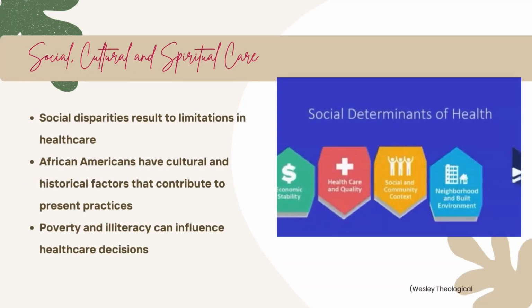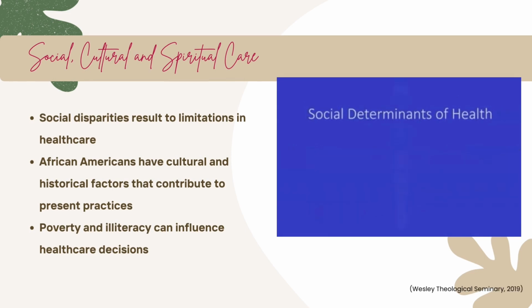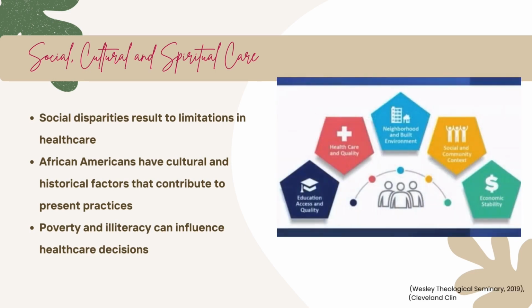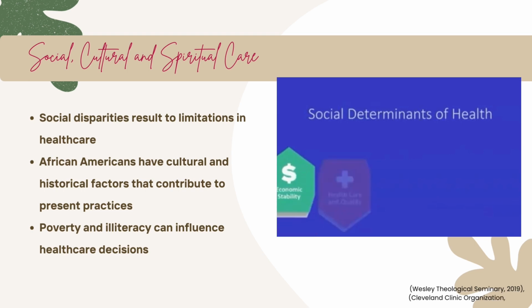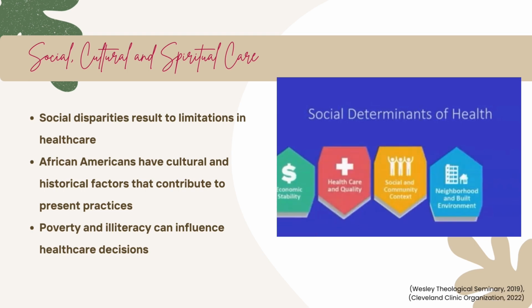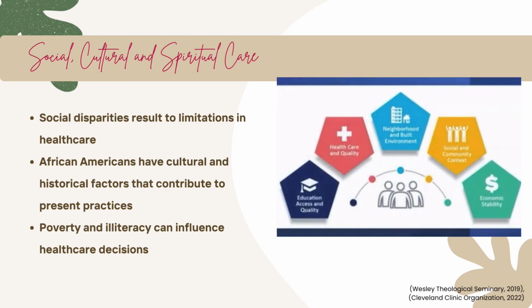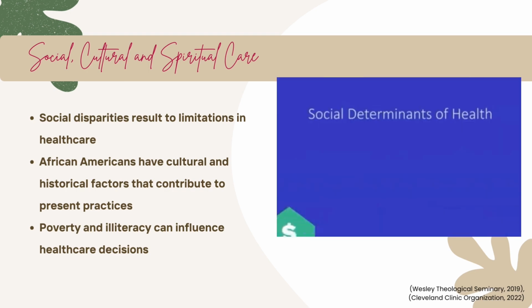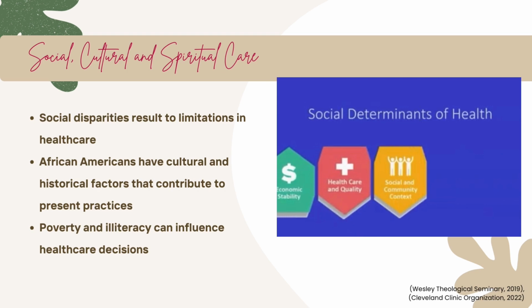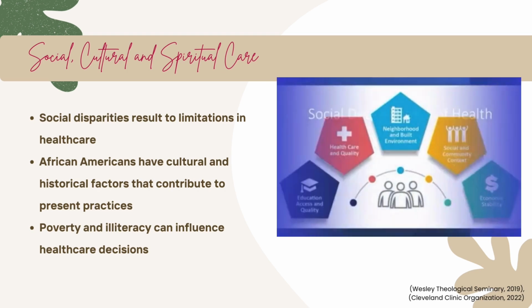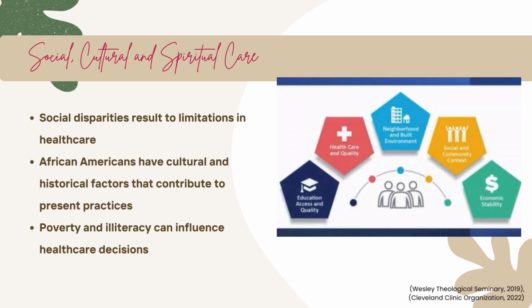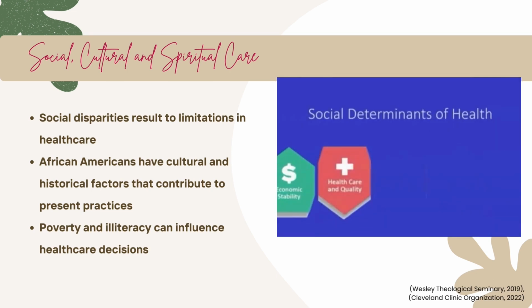Several social factors known as social determinants of health put the African American community at risk for health disparities. It affects Mr. Washington's access and ability to afford health care. African Americans have cultural and historical factors that contribute to present behaviors towards lifestyle and medical providers. Apprehension toward healthcare professionals is observable and historically rooted in mistreatments in the past.